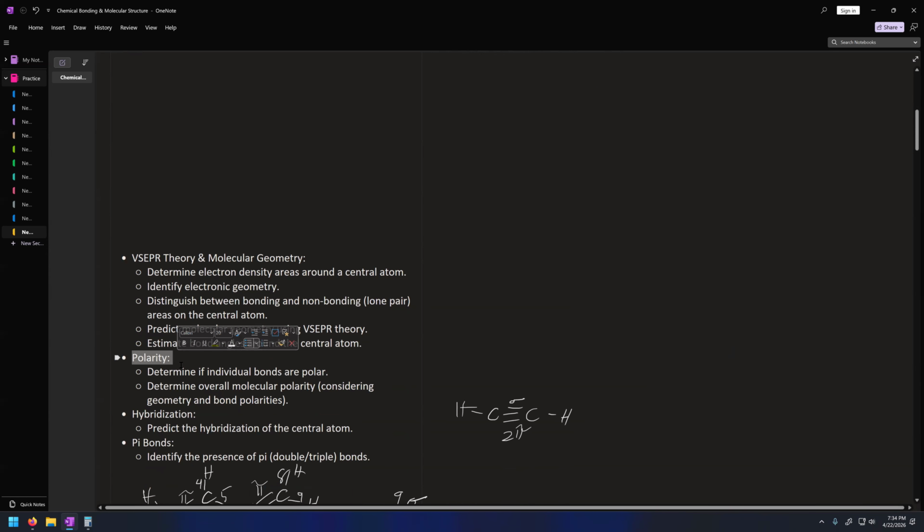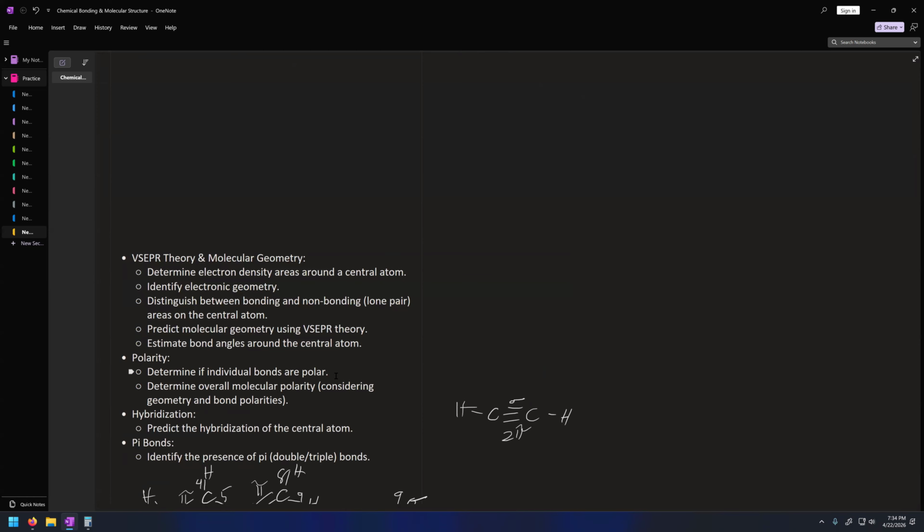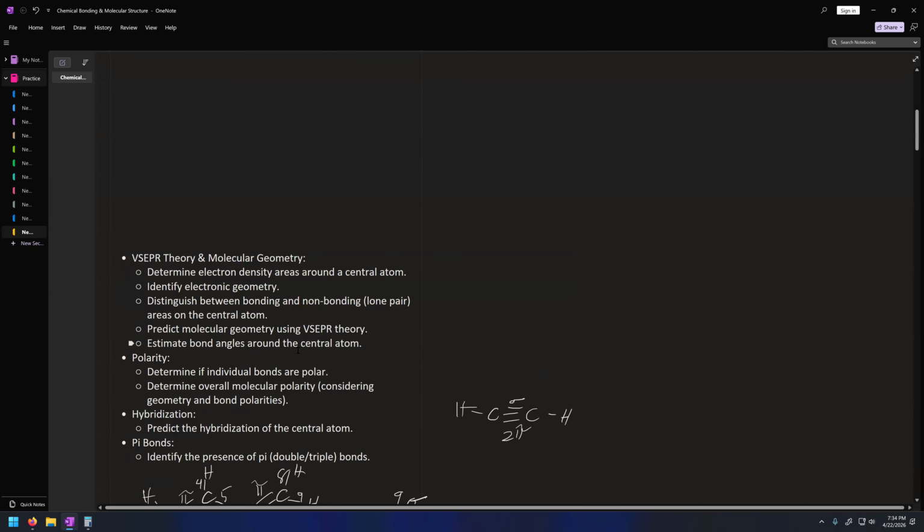Now, for polarity, this is a topic that can be confusing for some students. It's a little bit challenging to think in 3 dimensions, but it helps to have a good Lewis dot structure down first and then look at that VSEPR table to get a better idea what the 3-dimensional structure should look like. We're going to determine if individual bonds are polar first. To determine the net polarity of our molecule, we have to know if the bonds are polar or not. If they're not polar, then it can't be a polar molecule.